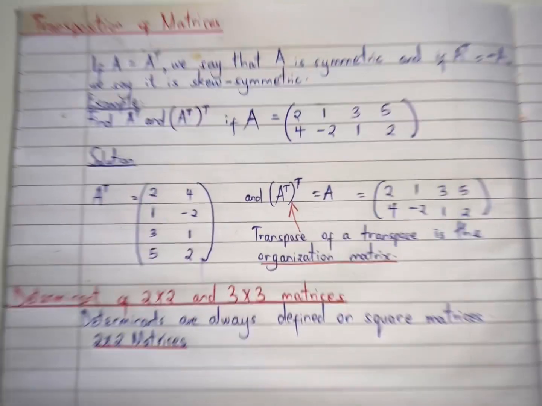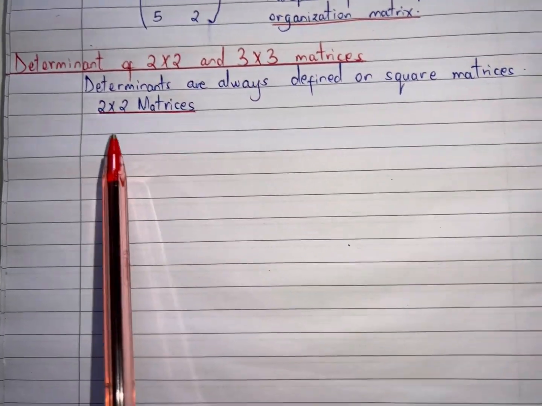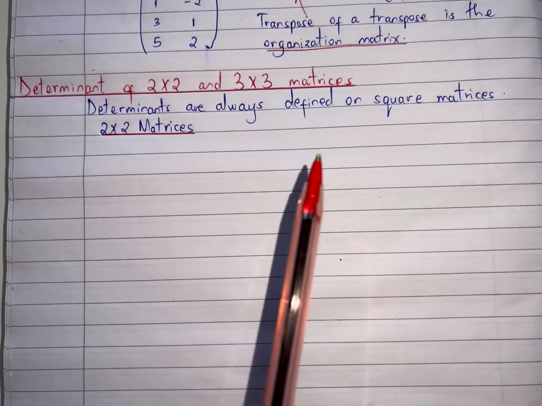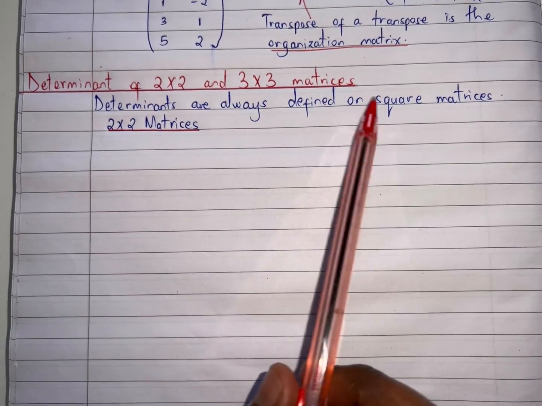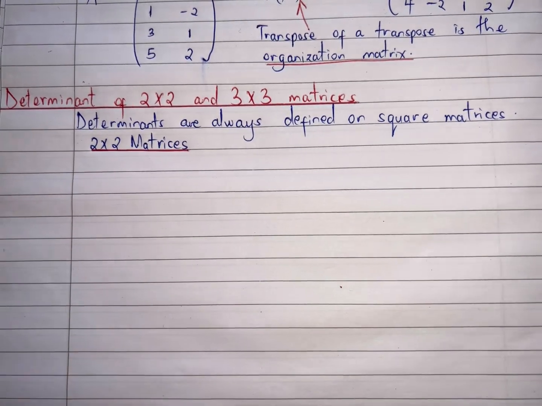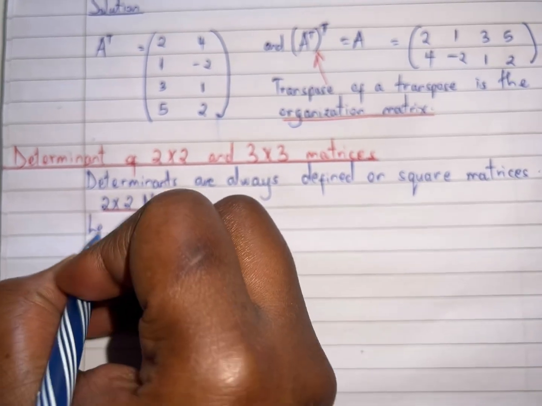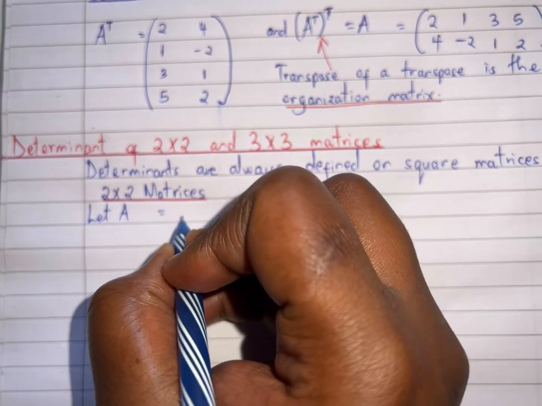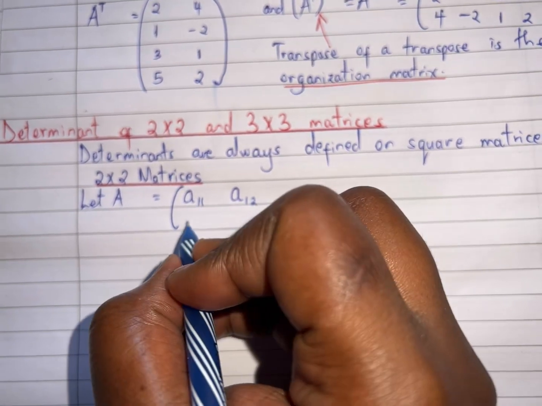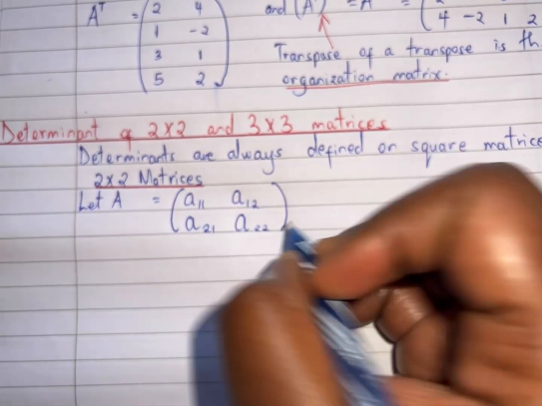Our next topic will be the determinant of 2 times 2 and 3 times 3 matrices. What I need you to know is that determinants are always defined on square matrices. You're going to start with the 2 times 2 matrices. I'm going to give you a formula that you'll be using. Let A be equal to A11, and then A12 because it's a 2 times 2. Then on the second row, we start with A21, A22.